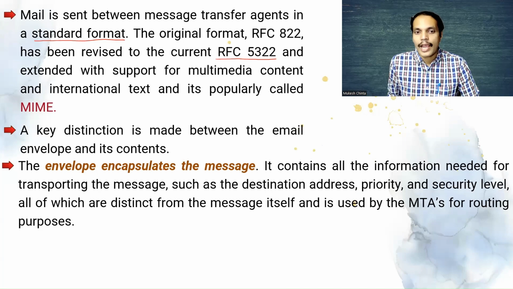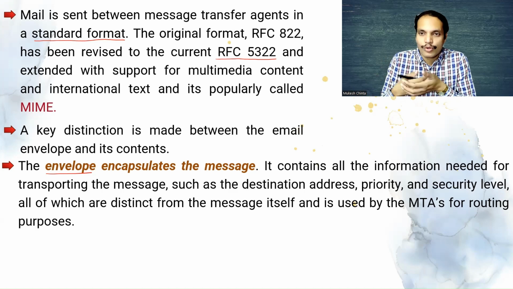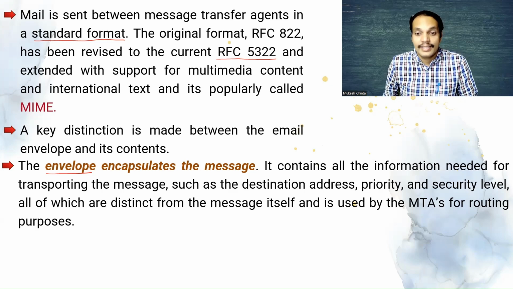The envelope encapsulates the message. It contains all the information needed for transporting the message, such as the destination address, priority, and security level, all of which are distinct from the message itself and are used by the MTS for routing purposes. If you are writing a letter, what do you do? You write a letter, put all that information inside an envelope, and on top of the envelope you write the to address, the from address, and so on. The postman or post office looks at the information on the envelope and decides how to route it, isn't it? Similarly here, the contents of the envelope are used by the MTS for routing this email from source to destination.